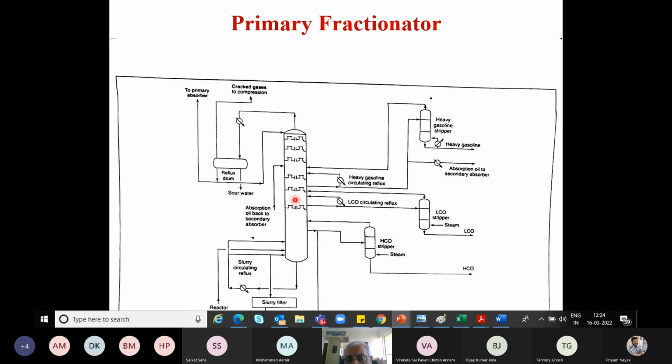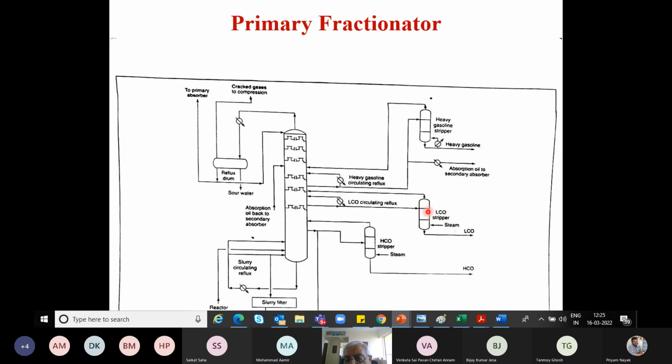Similarly, as the gases go up, we have LCO, and you can see this is the circulating reflux on the LCO. This is the light cycle oil, and this is the heavy cycle oil. Depending upon the cetane number of these two, we may put HCO into the fuel oil pool and not blend that with the diesel, because the cetane number of HCO would definitely be lower, because it has higher polynuclear aromatics as compared to LCO.